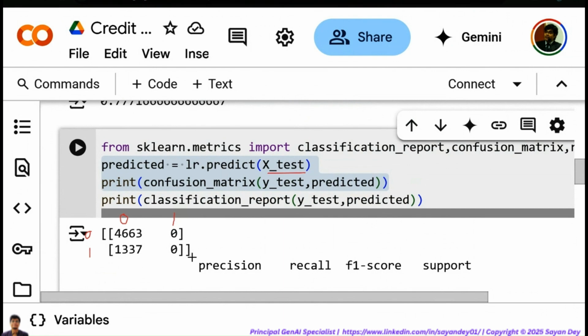Mathematically, if you add up the numbers, you're getting a total of 6,000 records in my test data. Out of the total 6,000 test samples, all of them are predicted to be zero. The model is not making a single one class prediction. It's not even predicting a single record to be a defaulter. It's predicting all the customers to be not defaulters. See how useless the model is.